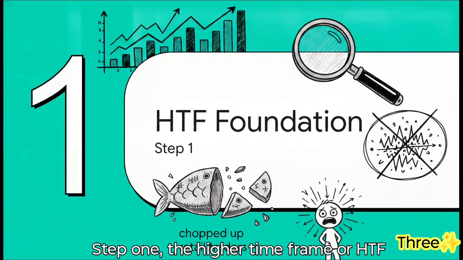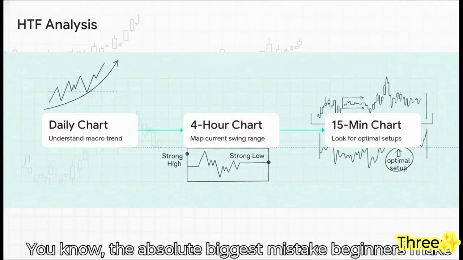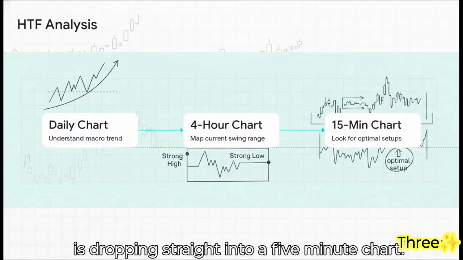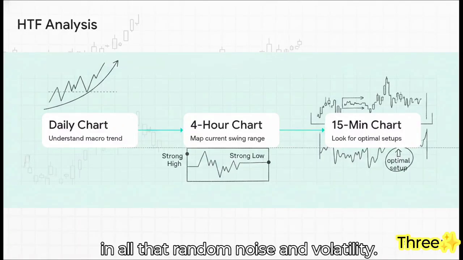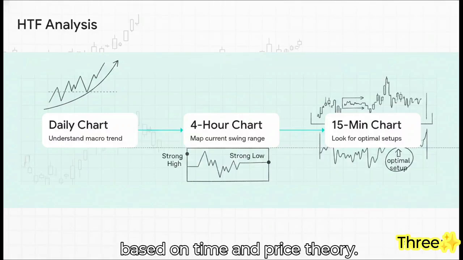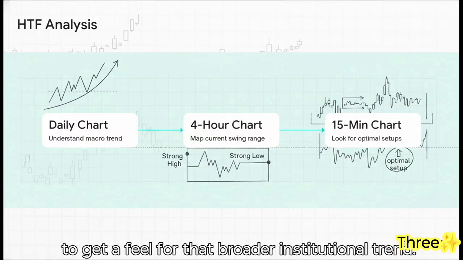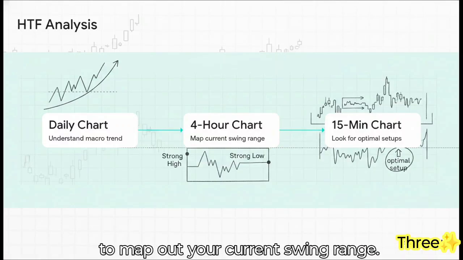Step 1. The higher time frame, or HTF, foundation. The absolute biggest mistake beginners make is dropping straight into a 5-minute chart. They just get completely chopped up in all that random noise and volatility. To find your true bias, you have to follow a top-down approach based on time and price theory. Start macro. Look at the daily or weekly chart to get a feel for that broader institutional trend. Then, you drop down to the 4-hour chart to map out your current swing range.